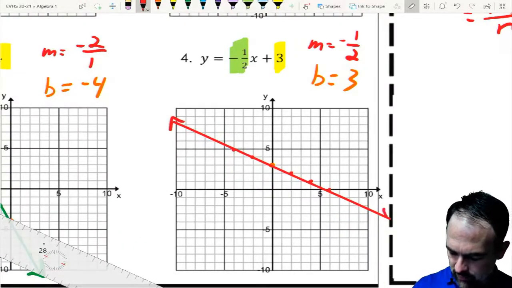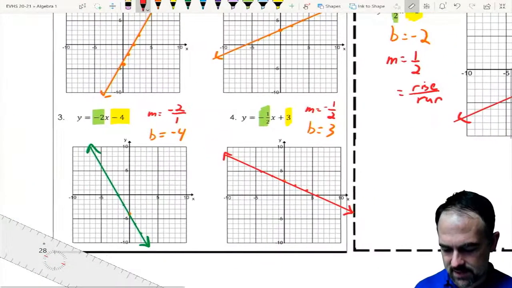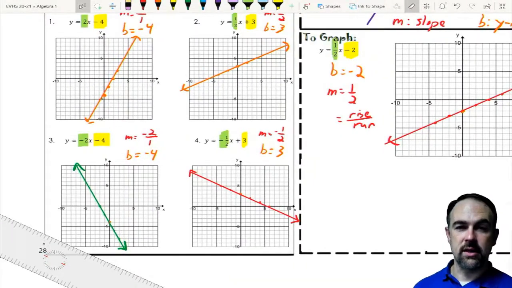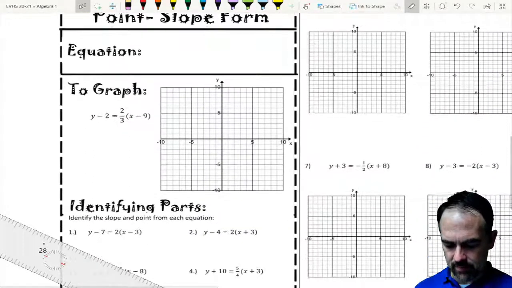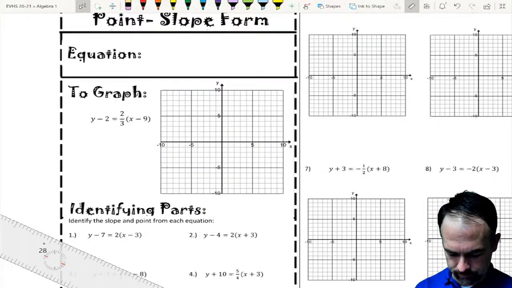Now, the main gist of all this is that if you do the exact same steps in the same order, you're less likely to make mistakes. So always get in the habit of identifying slope and y-intercept, plot your y-intercept, then plot your slope. Okay, second up, point slope form.